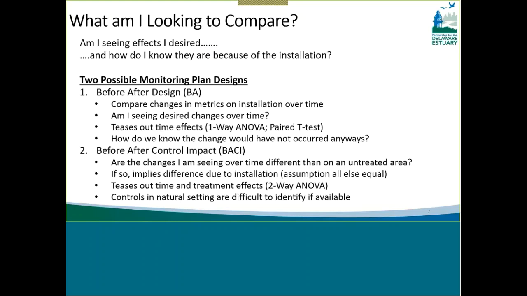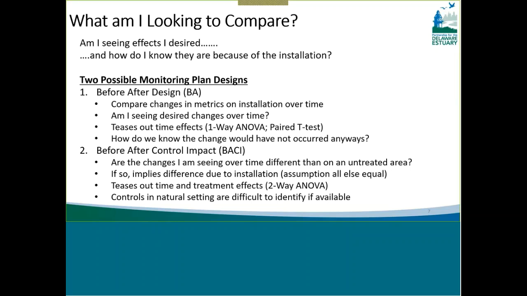People might say, well wait a minute, what am I even looking to compare? I want to see these effects here, but how do I even really know that they're because of the things that I did? These slides are a little wordy, but I know that you were getting the presentation, so I wanted to keep them in there for you.